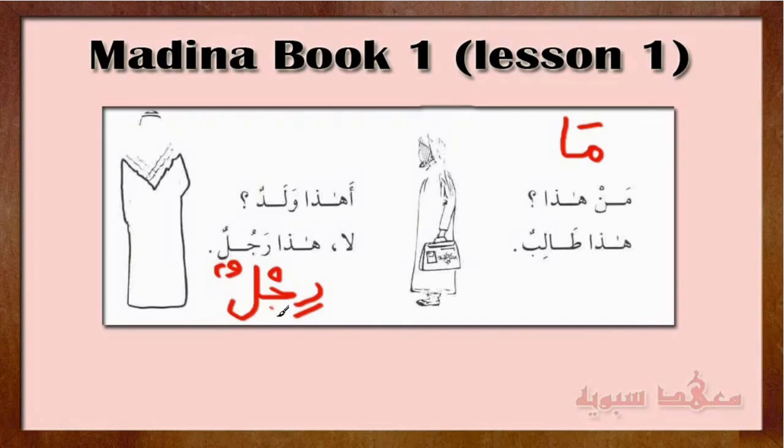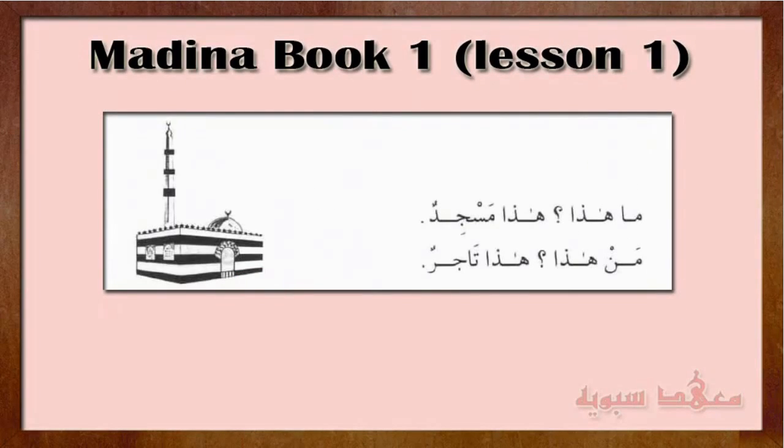Okay, let's continue on. Okay, now we have ما هذا. What is this? هذا مسجد. من هذا؟ هذا تاجر. Who is this? This is a merchant. Tajir.